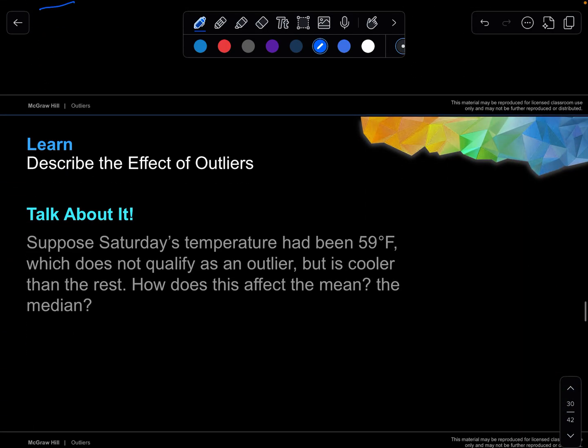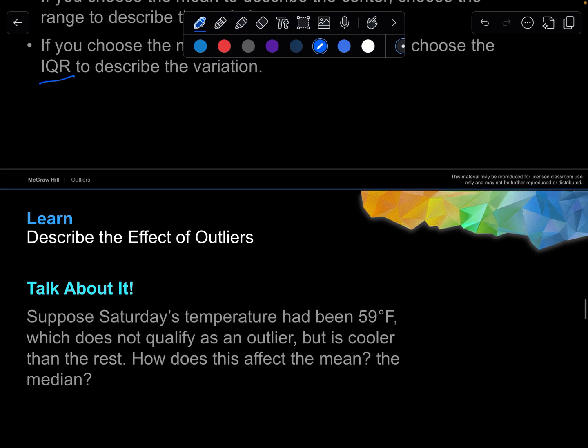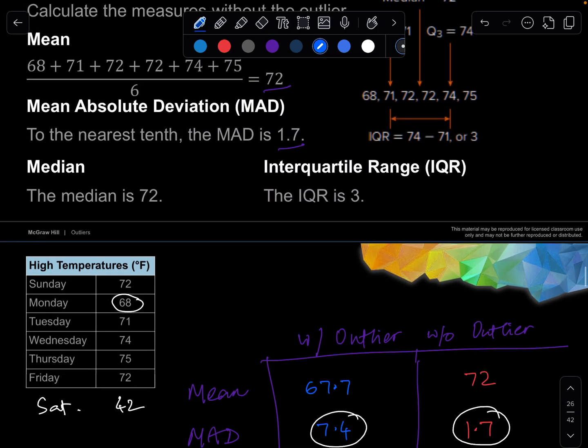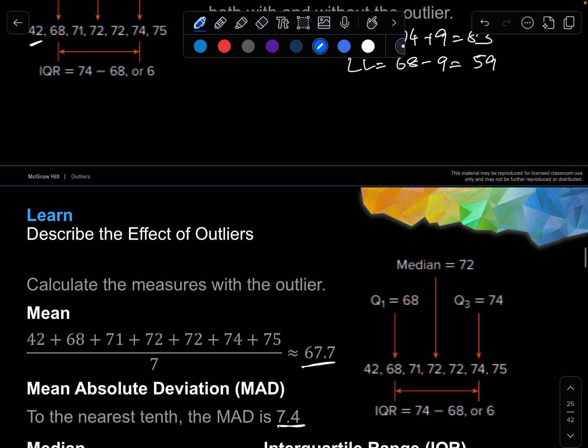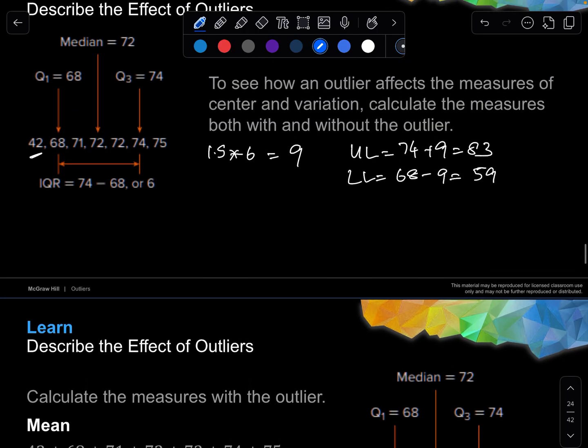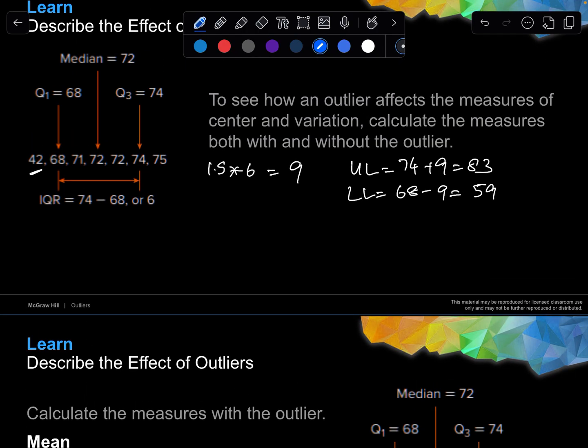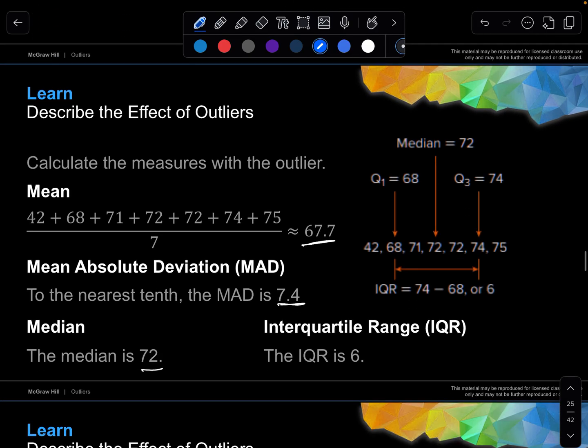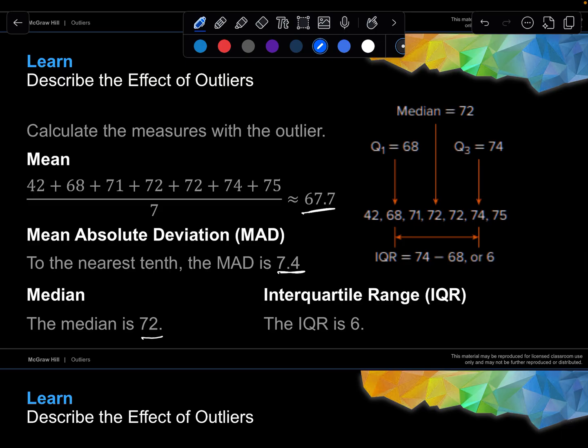So how does this affect the mean and the median? Think about it for a moment. Let's go back to our table. What would happen to our median? The median would stay the same, 72. But our mean in this case will be higher than 67.7. It will be closer to the true mean.